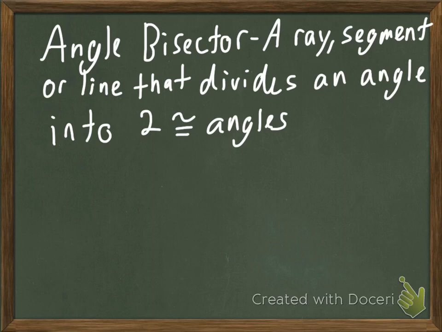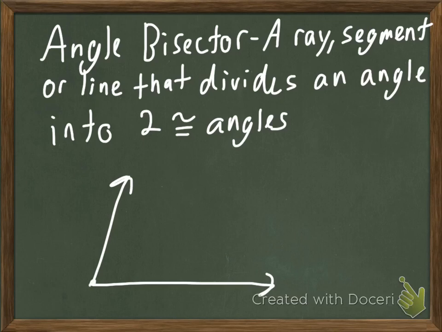Next, let's talk about angle bisectors. An angle bisector is a ray, segment, or line that divides an angle into two congruent angles. So what that looks like is that if we have an angle, we are going to have either a ray, segment, or line that's going to go through the vertex. And when it goes through the vertex, I'll just draw a ray, it's going to bisect and turn these into two congruent angles. So if this is x, this is also x. They're the same degree measure if it is bisected.